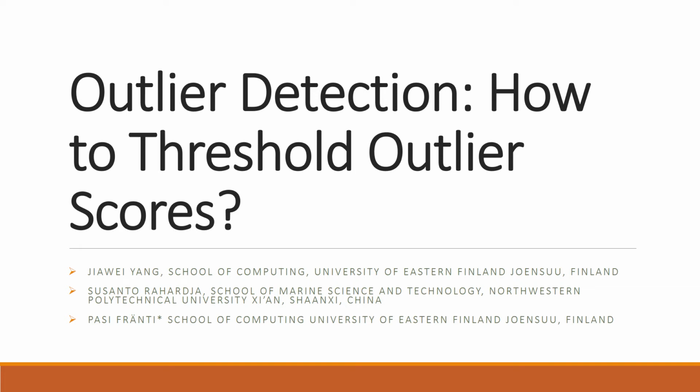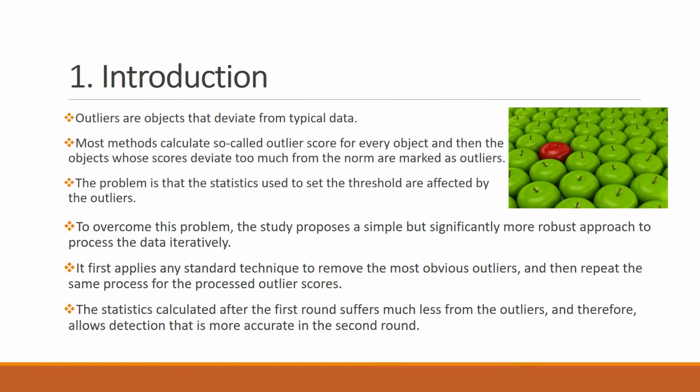So the title of this study is Outlier Detection: How to Threshold Outlier Scores, and here are the authors. Now let's start with the introduction in the paper. Outliers are objects that deviate from typical data. They can represent important information or noise that harms a data analysis process. In both cases, it is desirable to detect the outliers.